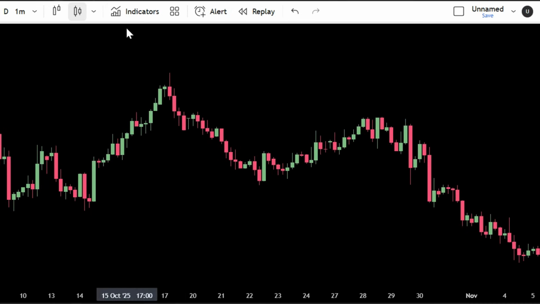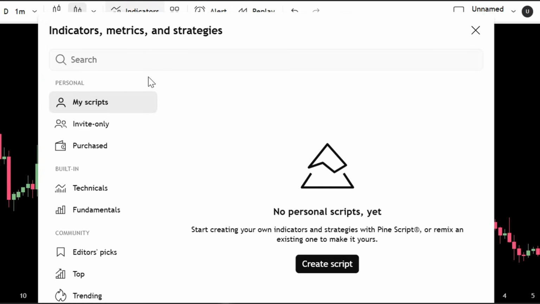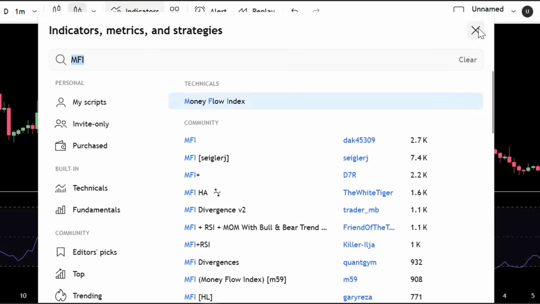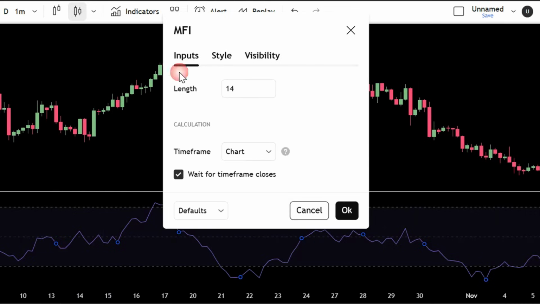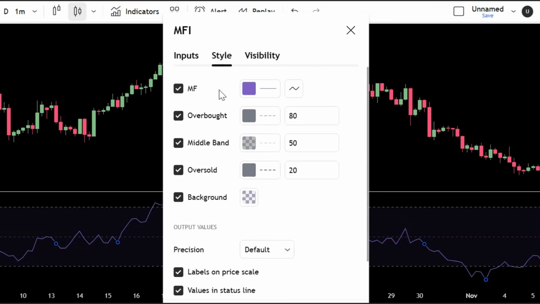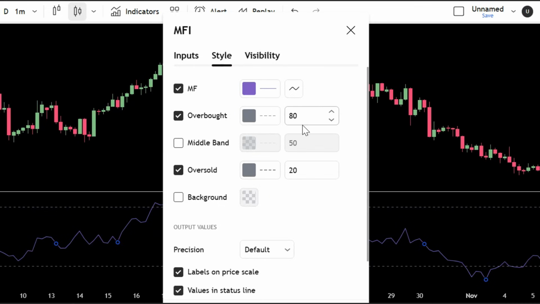To add MFI in TradingView, go to the Indicators menu and search for Money Flow Index. Click to add it to your chart, then go to its settings. The default setting with a length of 14 works very well. Next, click the Style tab. Uncheck the middle band and background because we don't need to see them. Keep the default overbought and oversold levels, 80 and 20.